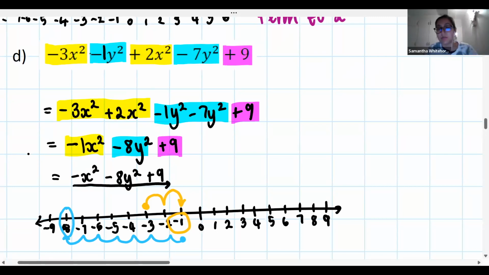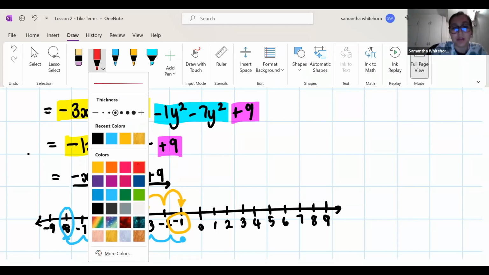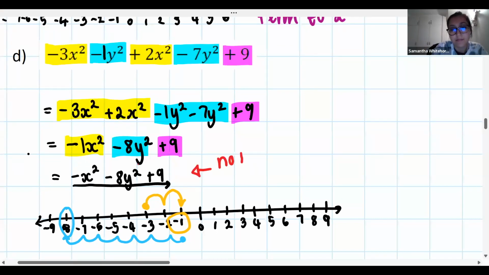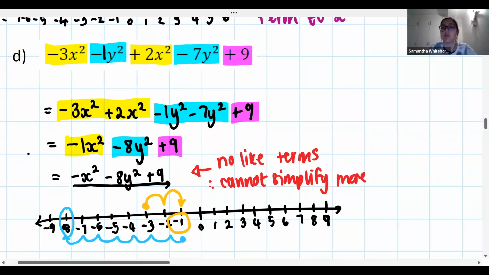No, I cannot simplify this further. There are no like terms. This is it. This is where I stop. I can't do anything more than that. So if you have got no more like terms, you are done.